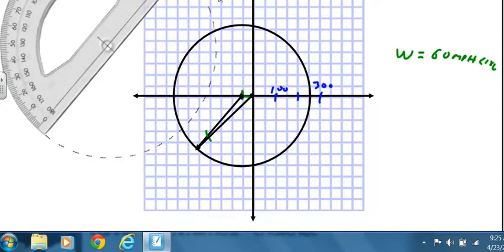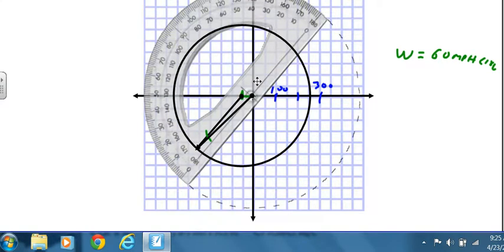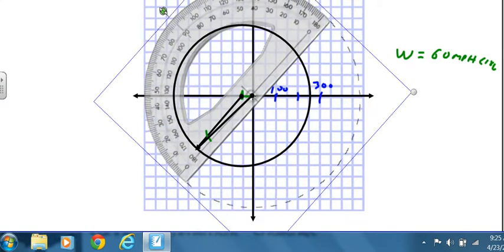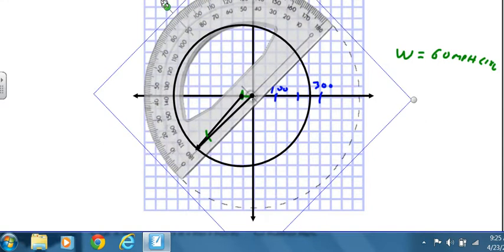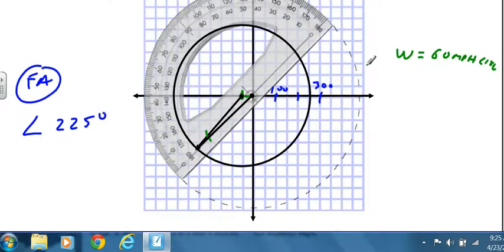And now I'm going to have to measure my answer. So I need the angle of that guy. So I'm going to rotate him around like that. Oh, much better. So that's 45 more degrees than 180. So that would be 225. Is that what that is? So my final answer, my angle is 225 degrees.